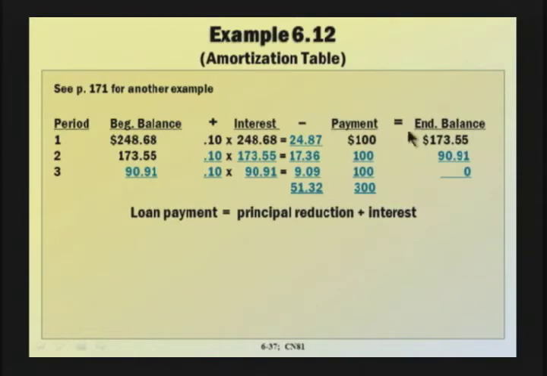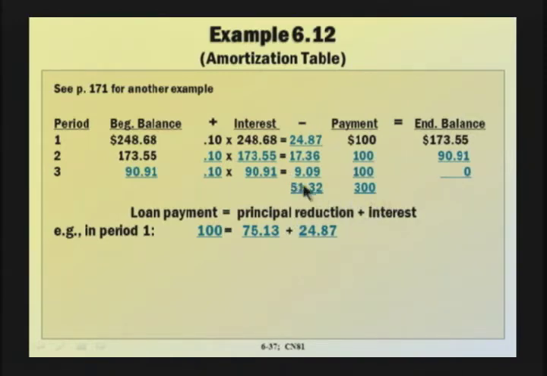$248.68 was the beginning balance, and after the first payment we owe $173.55. Well, that's because the $100 payment in period 1 here had to cover the $24.87 in interest, and the $75.13 had to go to principal reduction. So the payment is divided up among those two things.